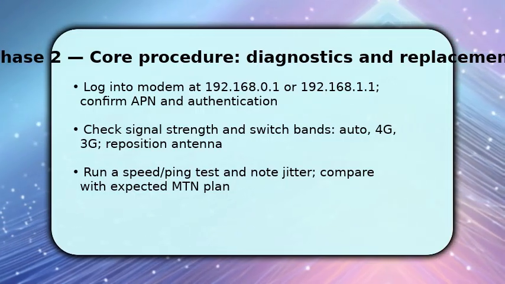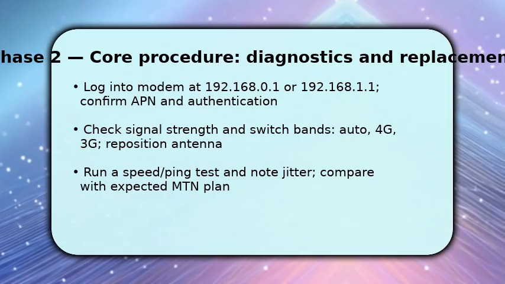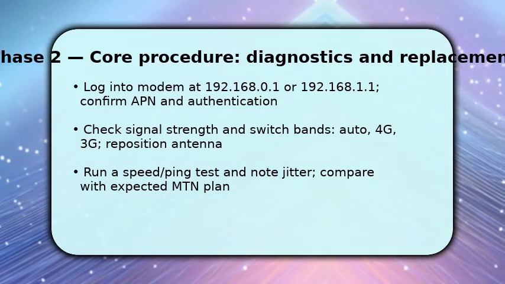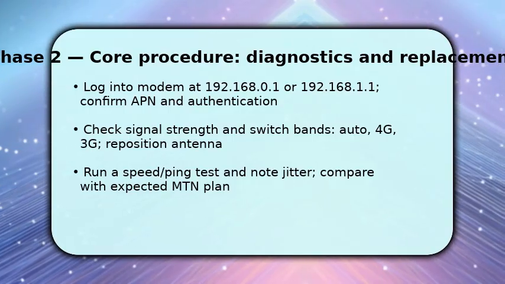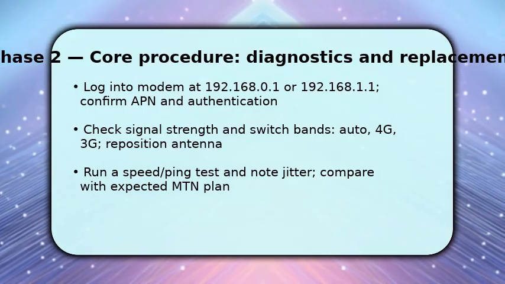Next, check signal bars and try switching bands between auto, 4G, and 3G. Reposition the antenna or move the device near a window to improve reception. Run a speed and ping test to measure latency and throughput. Then compare results to your MTN plan.